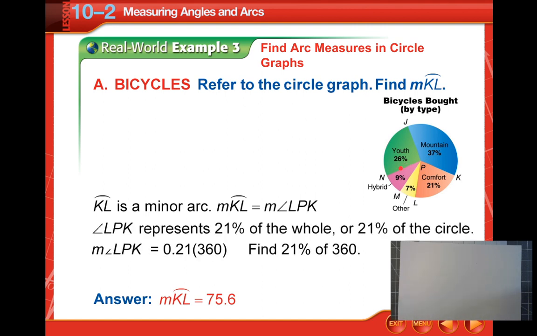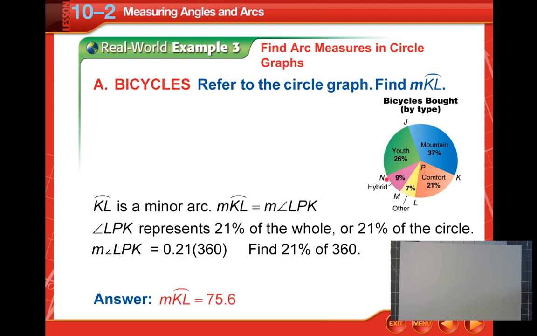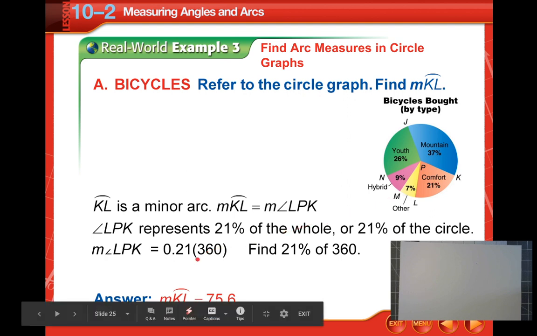It is 21% of the whole circle. It's giving you the percentage in the pie chart. So if we know the whole circle is 360, all we have to do is find 21% of that. 21% or 0.21 of 360 is 75.6. Once again, we knew it was 21%. The whole circle is 360, so we would multiply 0.21 times 360.